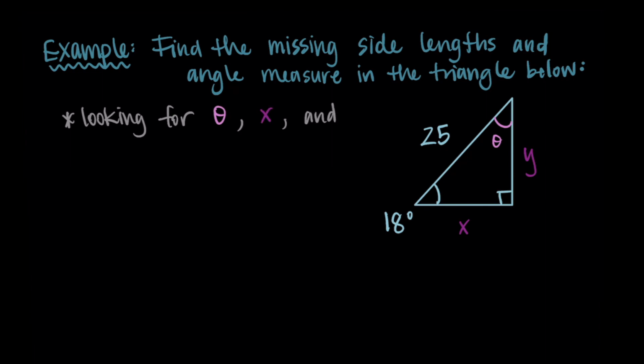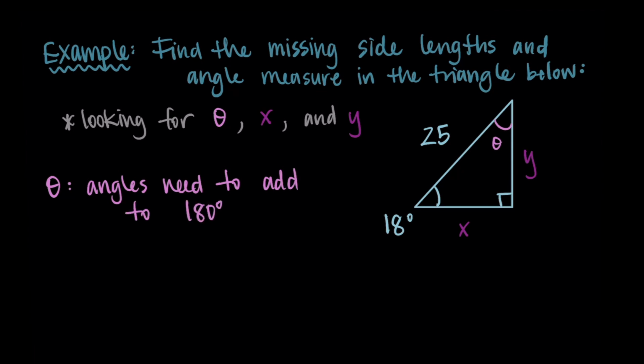I'm going to start with the angle theta first, just so we can make some more connections. In a right triangle, or in a triangle at all, the angles need to add up to 180 degrees. So here I have 90 degrees as one of my angles, and then I have 18 degrees as the other, and I need to figure out that third angle to have them all add up to 180.